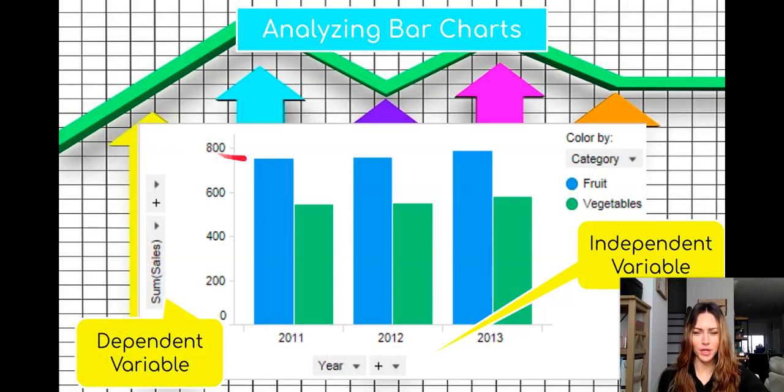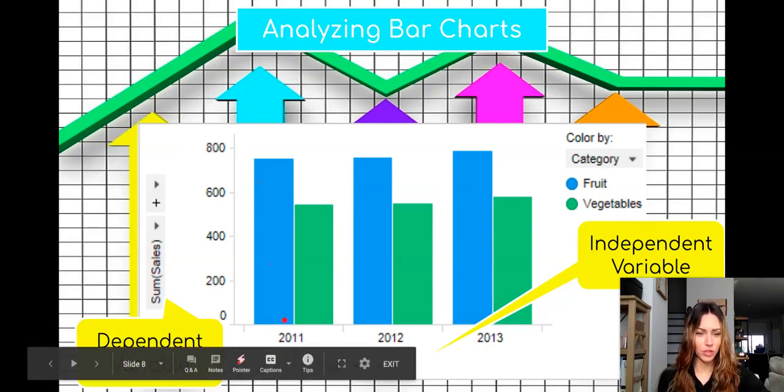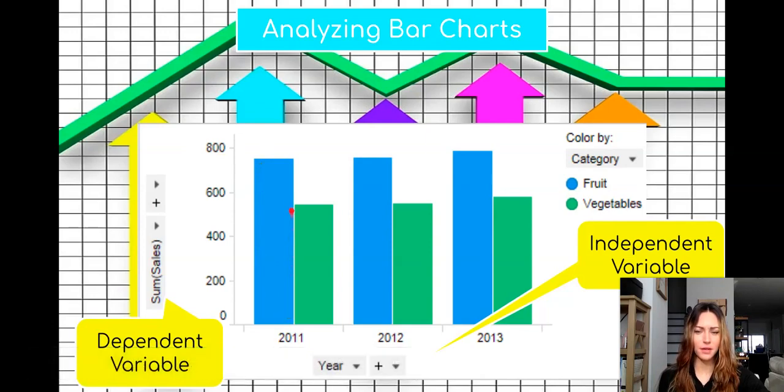Now in a bar chart, we have just that, bars. Generally, or oftentimes, they are color-coded. So in this case, we can see that the blue bars represent fruit, whereas the green bars represent vegetables. And you will also see that when the bar is drawn, it lines up to whatever value it's meant to represent on that y-axis, or of that dependent variable.